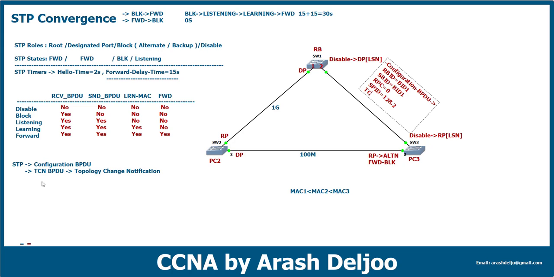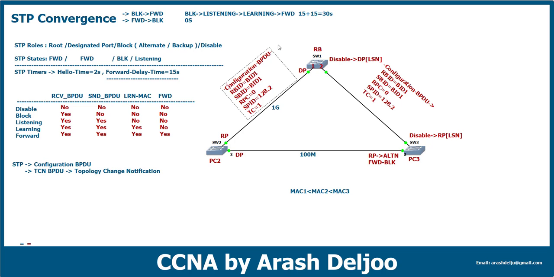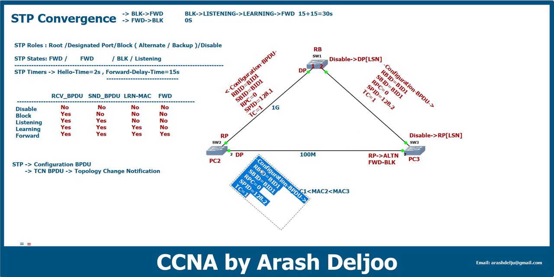In the BPDUs of switch 1, we have the TC bit set to 1. This means the BPDU that is sent from switch 1 to switch 2 now contains this TC bit set to 1. I will talk about the function of this TC bit. When switch 1 sends the configuration BPDU to switch 2, the root bridge ID is BID1, the sender bridge ID is BID1, the root path cost is 0, and the sender port ID is 128.1. Again we have the TC bit. Finally, the BPDU that is forwarded by switch 2 to switch 3 has root bridge ID BID1, sender bridge ID BID2, root path cost 4, for example, and sender port ID 128.2. We have this TC bit.